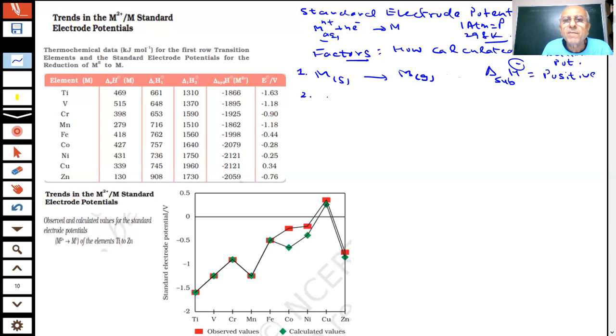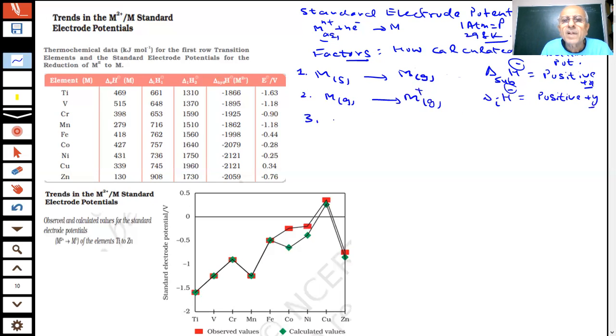Second step. This is ionization. If one, first ionization enthalpy, if two, then I will do another ionization. Delta, what is this called? Ionization enthalpy. Is it positive or negative? Positive. Let it be plus x, let it be plus y. Some value.